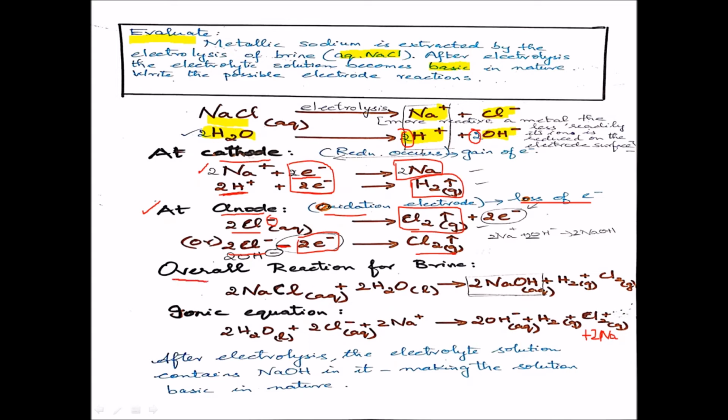The overall reaction for brine will be 2NaCl in the aqueous form combines with 2H2O in the liquid form to form 2NaOH in the aqueous form plus hydrogen in the gaseous form plus chlorine in the gaseous form. The OH- ions combine with the Na+ ions to form NaOH. So the solution will be basic in nature.